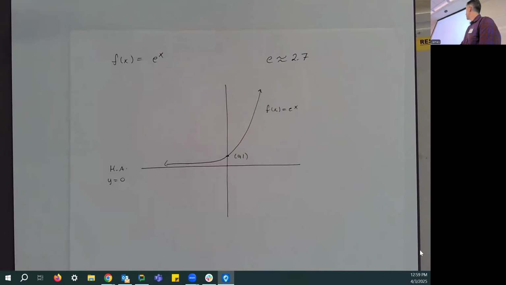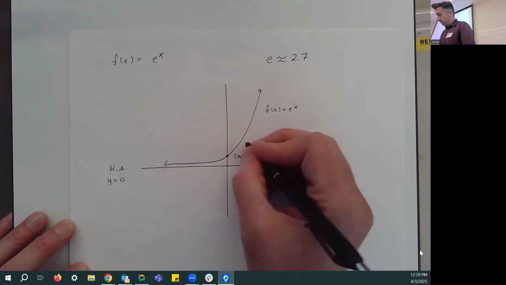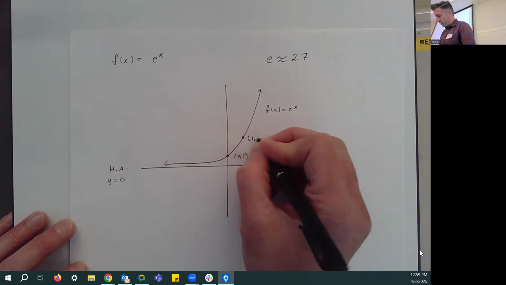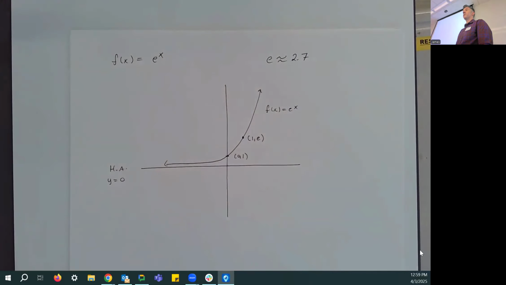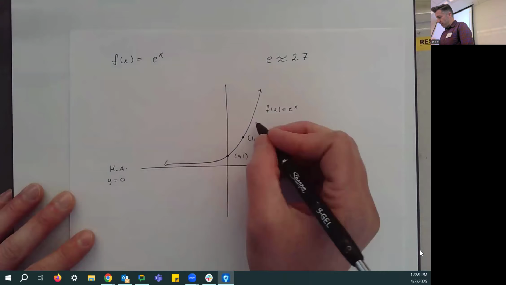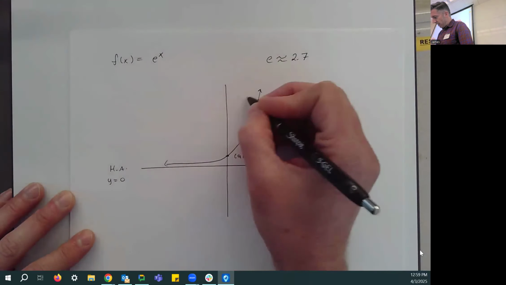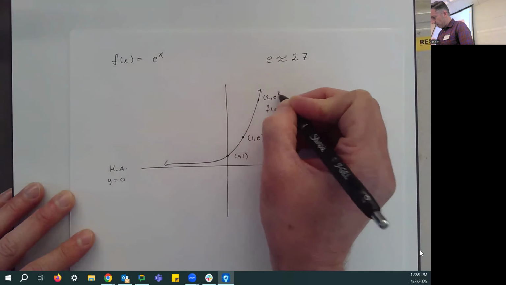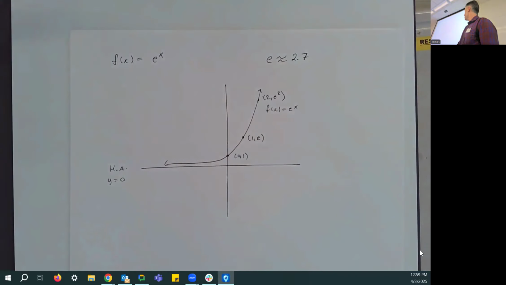Yes. Would it be 1 comma e? Yes. If I was plotting another point, I would choose to plot the point 1 comma e. 2 comma 2e? It would not be 2 comma 2e, it would be 2 comma e squared, which is about 8. So if you go over another one, you're getting way up here at 2 comma e squared. And so on and so on.